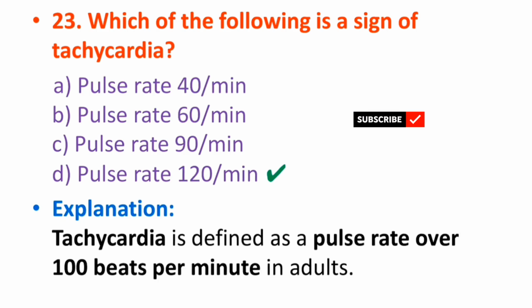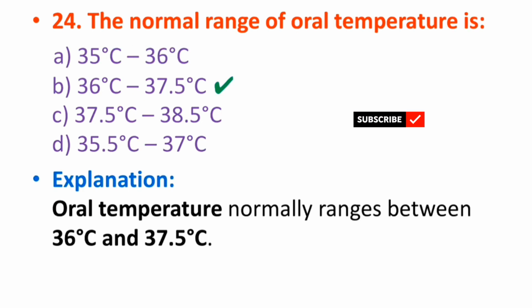Which of the following is a sign of tachycardia? Option A, pulse rate 40 beats per minute; option B, pulse rate 60 beats per minute; option C, pulse rate 90 beats per minute; option D, pulse rate 120 beats per minute. The correct answer is option D, pulse rate 120 beats per minute. Tachycardia is defined as pulse rate over 100 beats per minute in an adult.